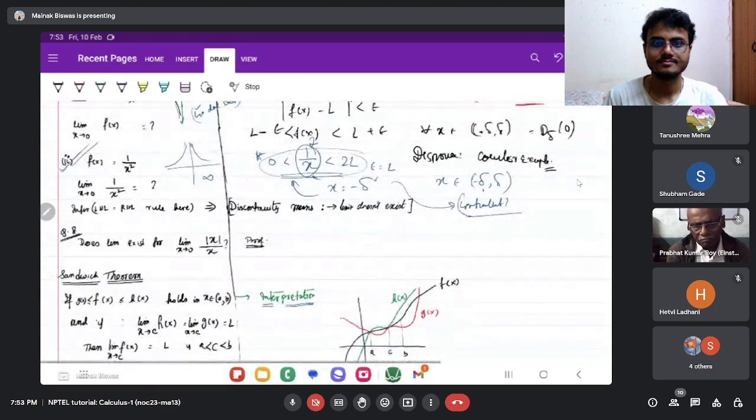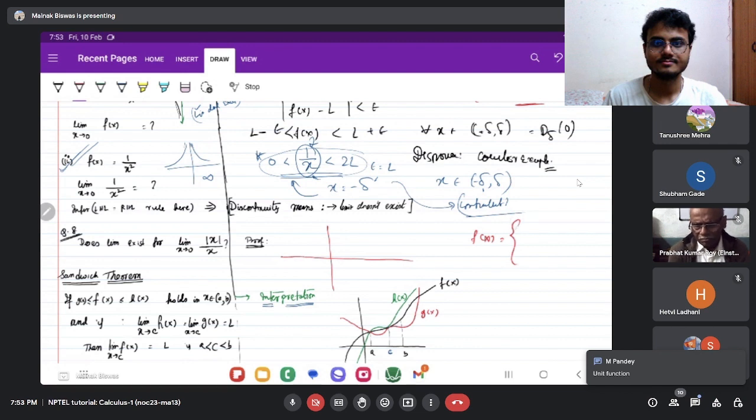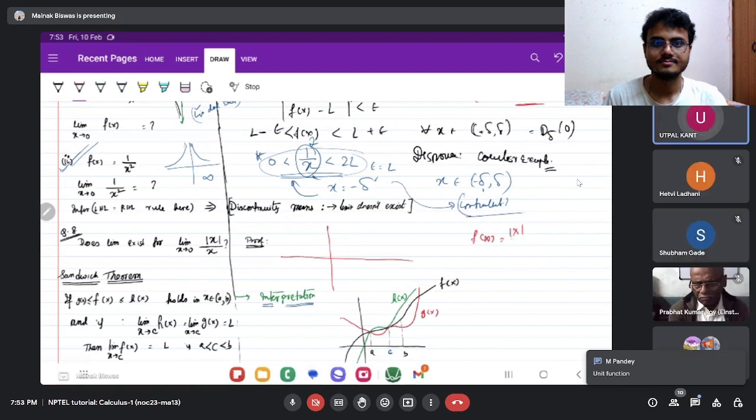Similarly, for mod x by x, what is this function known as? Can anyone tell me? Or how will it look? Let's write this function. So f(x) is mod x by x. Yes, that is the signum function, the sign function. So what does it mean?